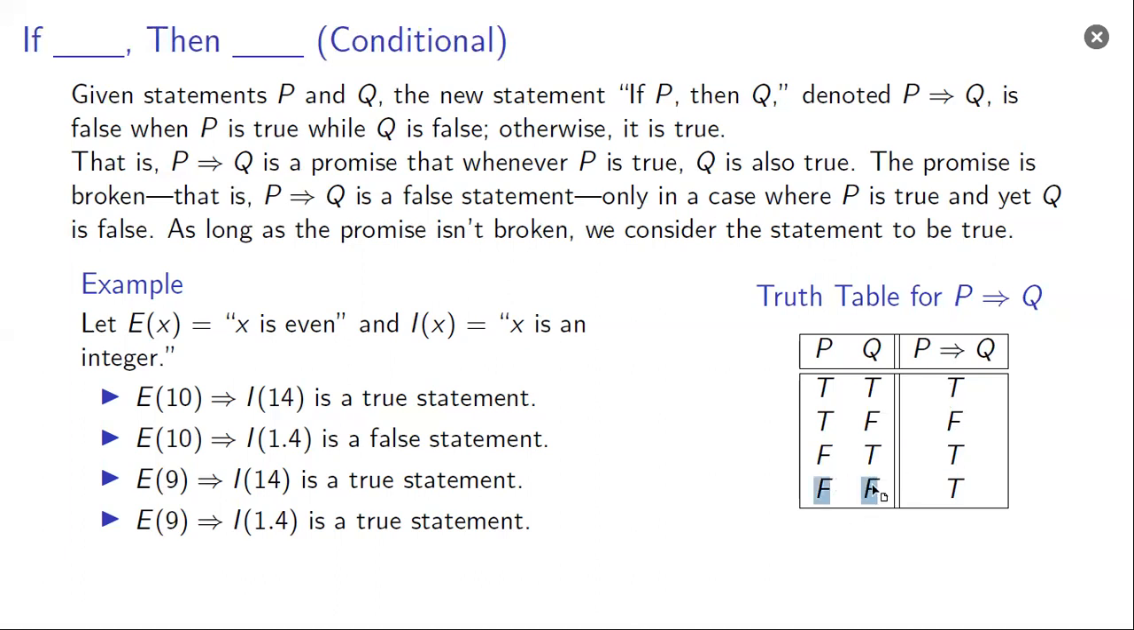How about this? Here I say if P then Q, but P is not true. So all I said was if P is true, then Q has to be true, but P is not true. So therefore Q does not have to be true. So therefore the promise was not broken and the result is true.